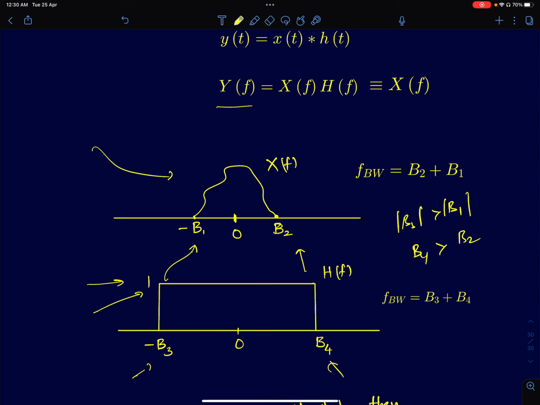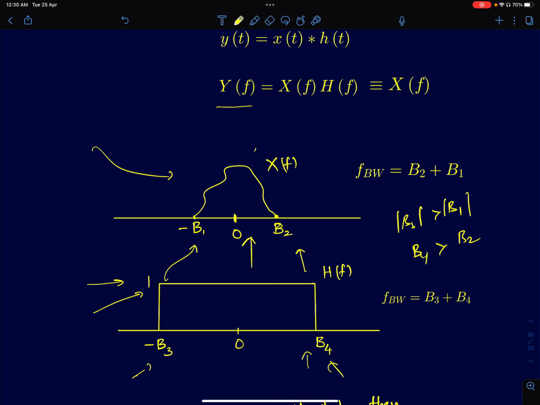Which means I'm able to pass this signal fully through this filter. That's all this condition is stating. Okay, so the bandwidth of this filter should be greater than the input signal's band. And it should be equal to 1 in the region where your input signal's energy is finite.